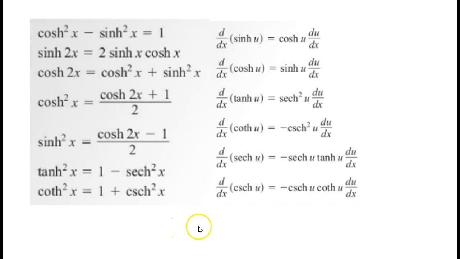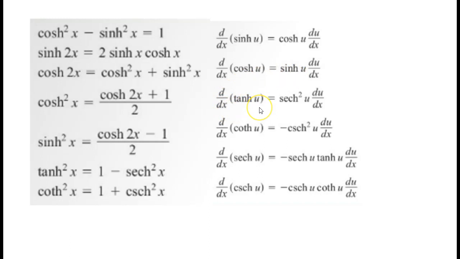However, when you look at the derivatives, again, we see a lot of similarity with what we have with regular trig functions. The derivative of sine is cosine, and the derivative of sinh is cosh. However, unlike with cosine, where the derivative is negative sine, the derivative of cosh is positive sinh. This can be confusing, so be very careful.